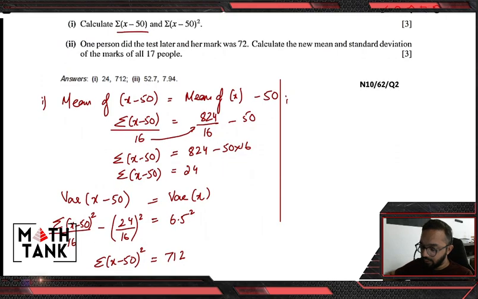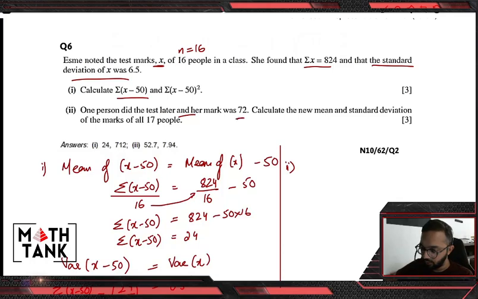Then it says one person did the test later and her mark was 72. Calculate the new mean and standard deviation of the marks of all 17 people. So I'm not asking you to make an adjustment in all the marks right now. What I'm just telling you is that there was an original sum and that got changed because a new person came in. So the new sum is basically 824 plus 72. What do I get? 824 plus 72 gives me 896.